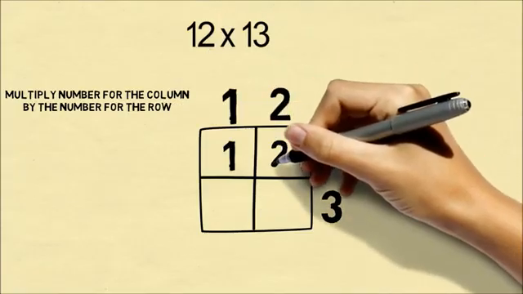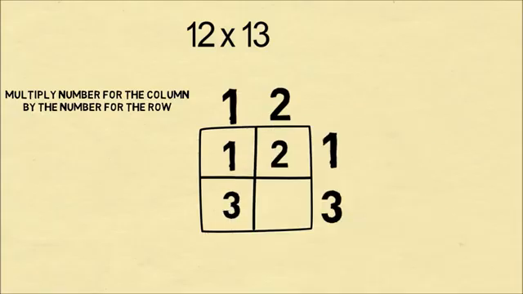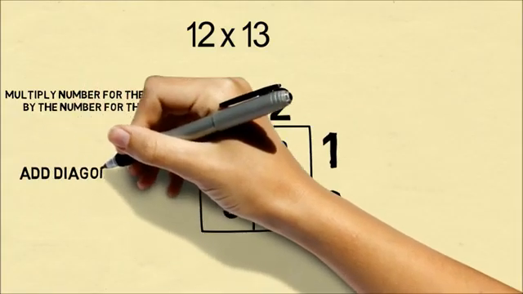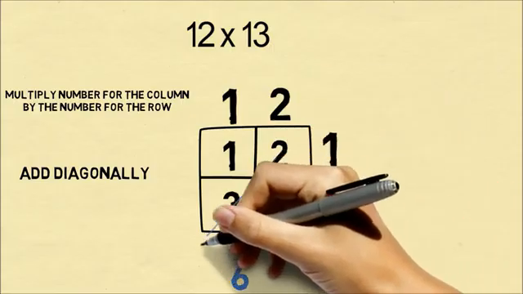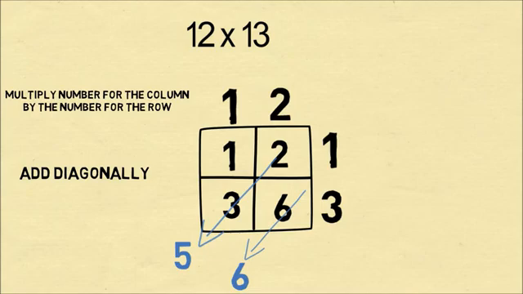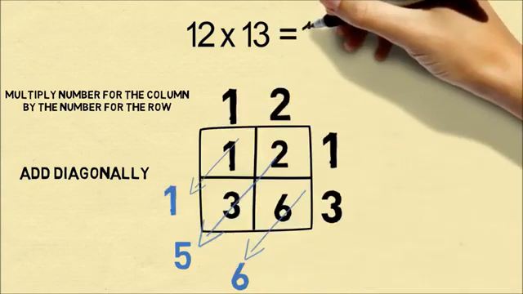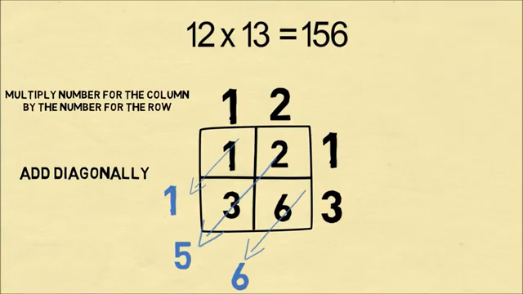So 1 times 1 is 1, 2 times 1 is 2, 1 times 3 is 3, and 2 times 3 is 6. Now we add up the numbers diagonally. So this becomes, first diagonal is 6, then 2 plus 3 is 5, and our final diagonal is just 1. And that's our answer of 156.